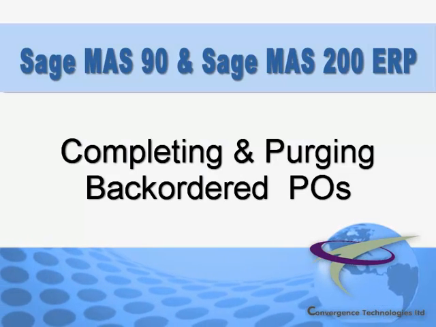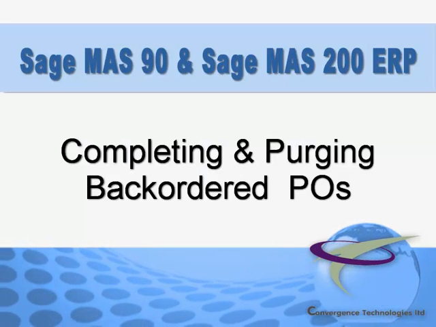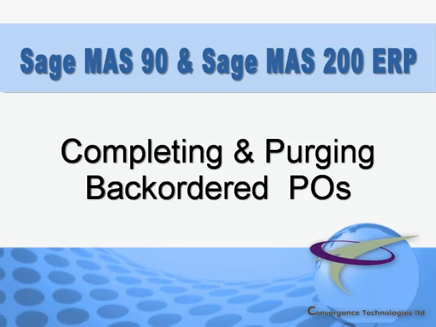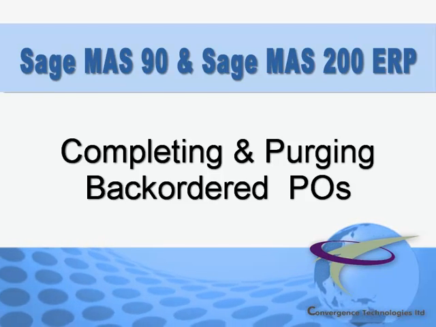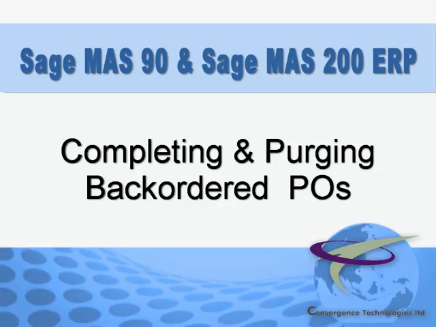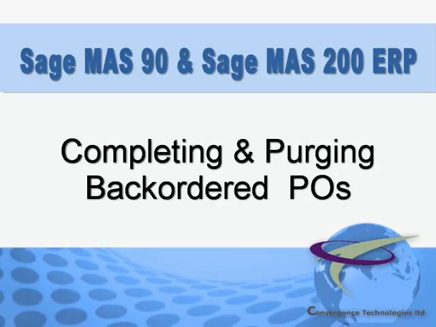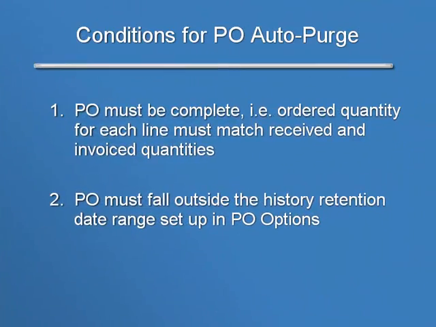The automatic purging of completed purchase orders during period-end processing is a standard feature in Sage Mass 90 and Mass 200 ERP. In order for purchase orders to be auto-purged, two conditions must be met.